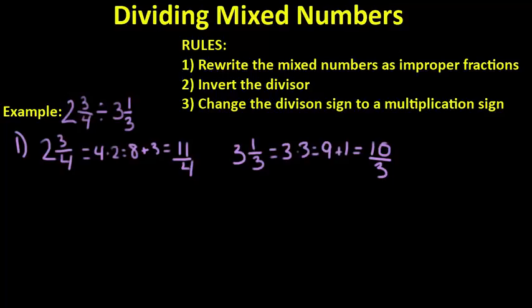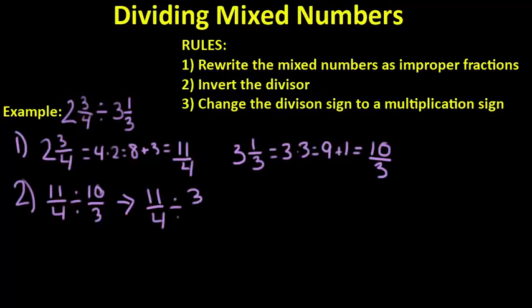Step 2 is to invert the divisor. So now let's rewrite what we have. 11 over 4 divided by 10 over 3. Inverting the divisor means the inverse of the divisor. So this stays the same, and the divisor will be flipped. 3 over 10.